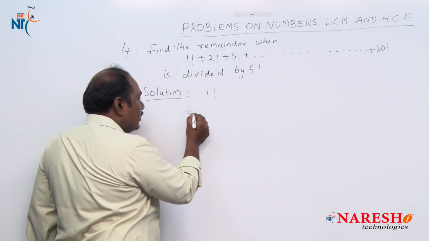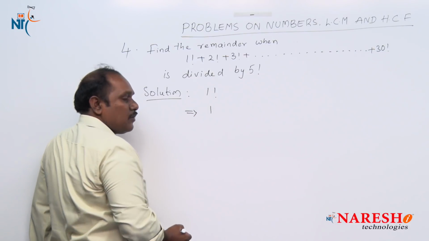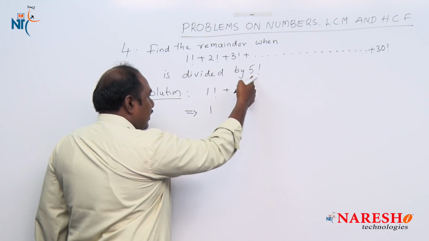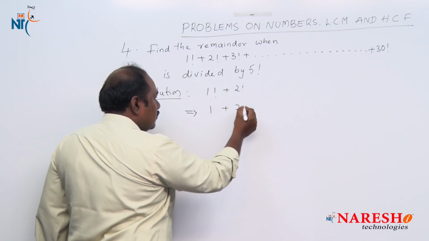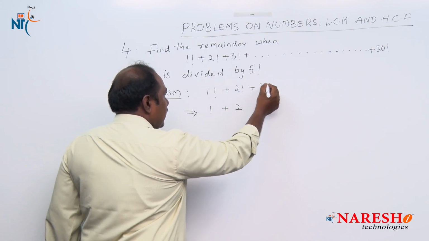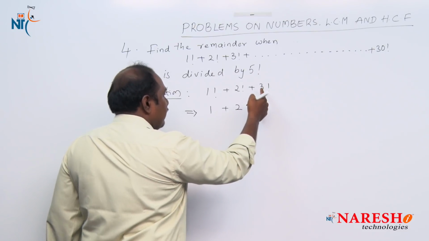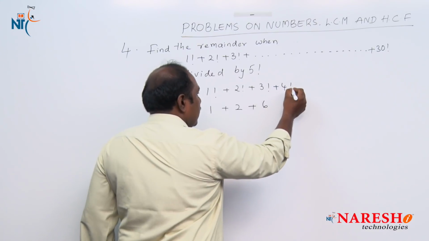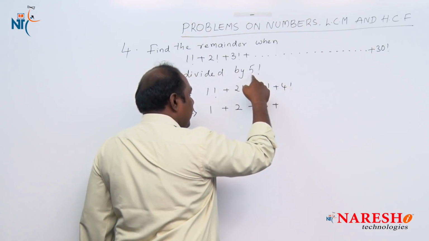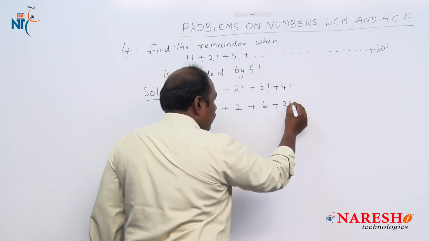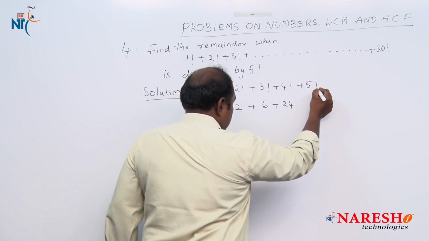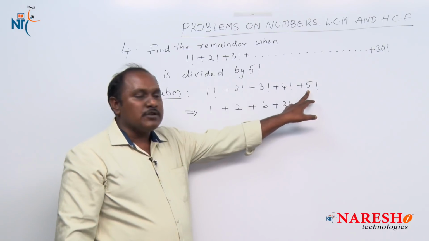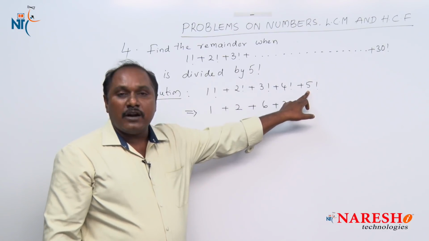When we divide with 120, the remainder is 1. 2 factorial is 2, and when we divide with 120, remainder is 2. 3 factorial is 6, and when we divide with 120, remainder is 6. 4 factorial is 24, and when we divide with 120, remainder is 24. 5 factorial when we divide with 120, obviously 5 factorial is also 120, and when we divide with 120, the remainder should be 0.